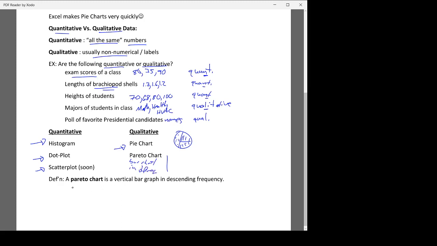So here you go right here. A Pareto chart is a vertical bar graph in descending frequency, so it would always look like the most and then the next. And Pareto did some analysis where, if you've ever heard anything like 10% of the people have 90% of the wealth, that's a classic Pareto analysis kind of thing. So we'll look at those top 10% and see how you can get their wealth or whatever it is.